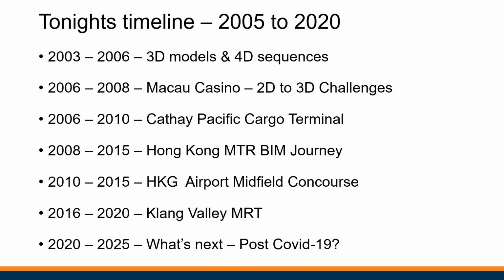So around 2000, I started using Tekla. 2003, I was using things like Rhino and CAD. Come 2006, 2008, we were getting into things like Revit. 2006 through 2010, we designed and built the Cathay Pacific Cargo Terminal. So that building finished 10 years ago. It started 15 years ago in Revit.